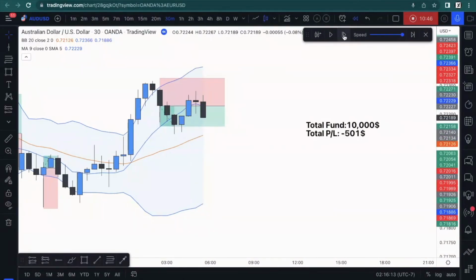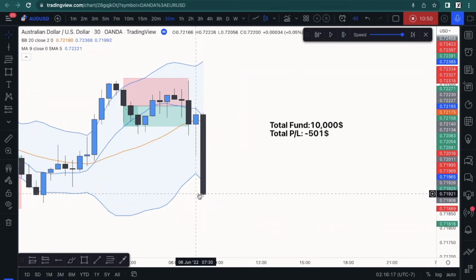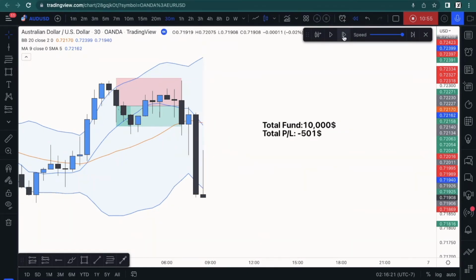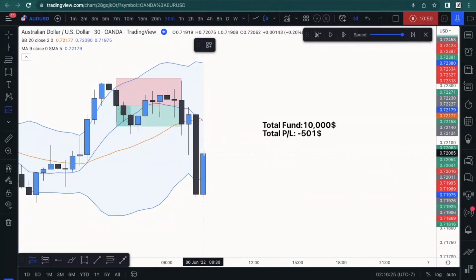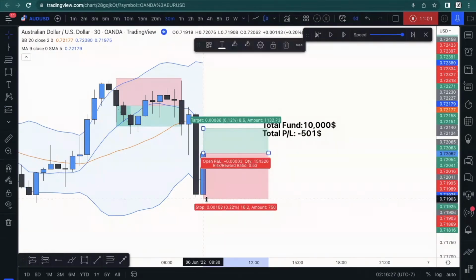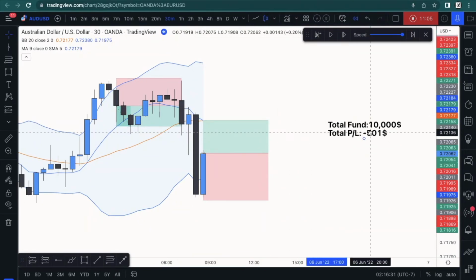Okay, let's keep on testing the strategy. Okay, price has been trading outside the lower Bollinger Band, and right at this moment it comes inside. This will be our entry, stop loss at the swing low, and that will be our target.